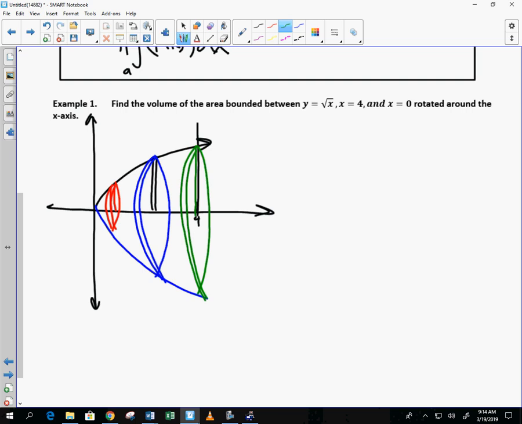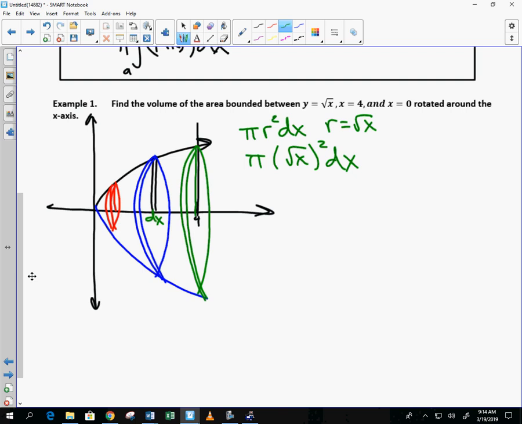Is my width dx or dy? Dx. I've got to find the volume of one. We know that we do pi times r squared dx if we're using a disk. Well, what is our radius? Our radius is the square root of x. So therefore, the volume of one of these disks becomes pi times the root of x squared dx. What is the root of x squared? Just x. So that's one of them.